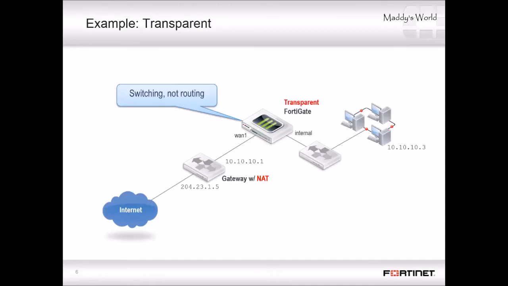clients will send packets destined directly for the server's IP. Lastly, notice there are no routes. This is because Fortigate is forwarding based on frames like a switch or bridge, layer 2 of the OSI model, not IP packets like a router.